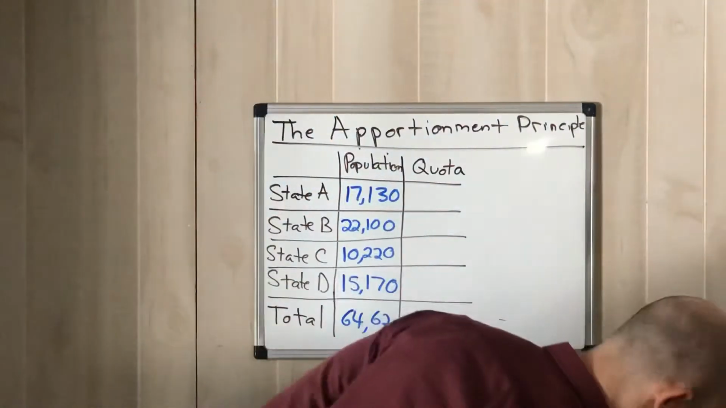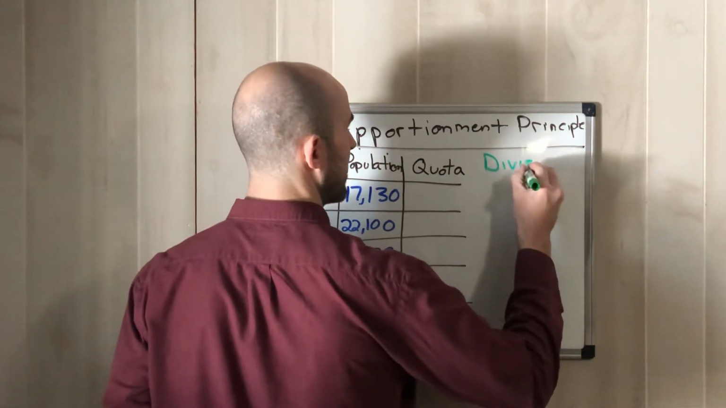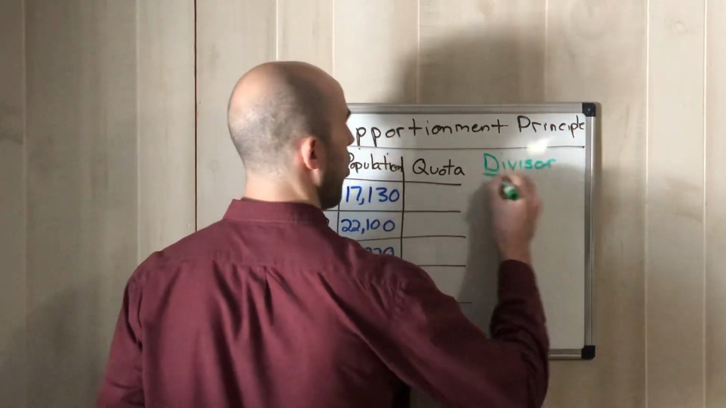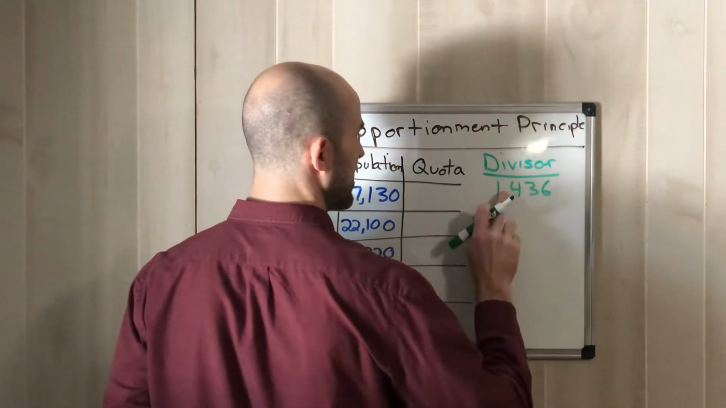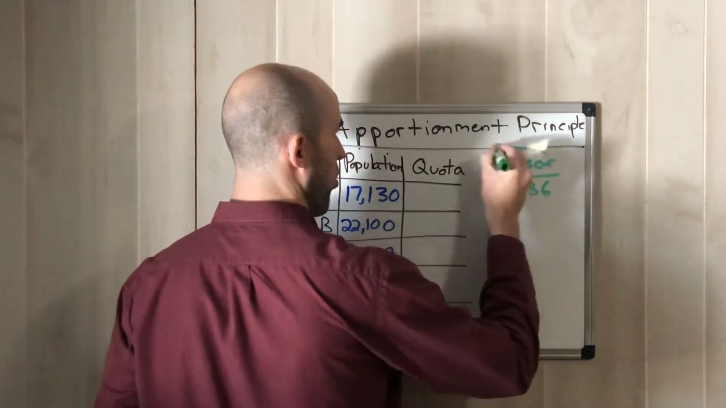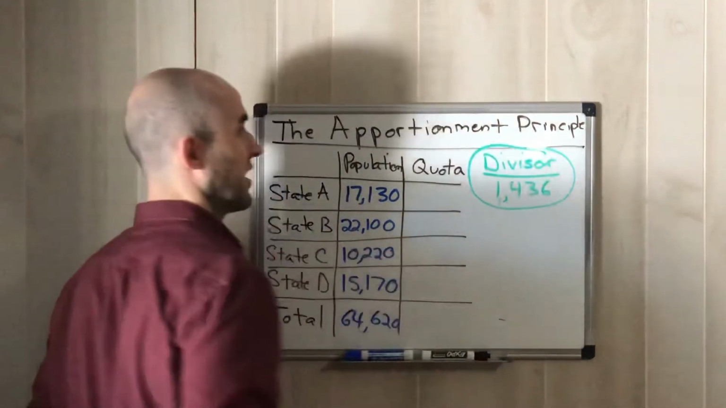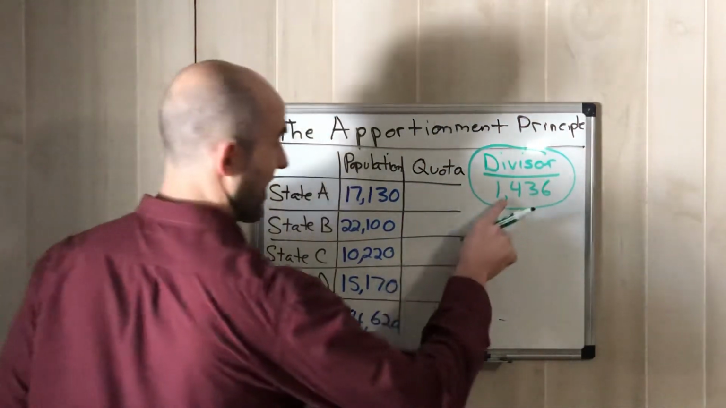Just going to move this up. So we know that our divisor is 1,436. This is the number that we're going to be using now to figure out all of our quotas. It's the one number that you need the most, because once you have that, the rest is all easy. It's extremely, extremely easy.